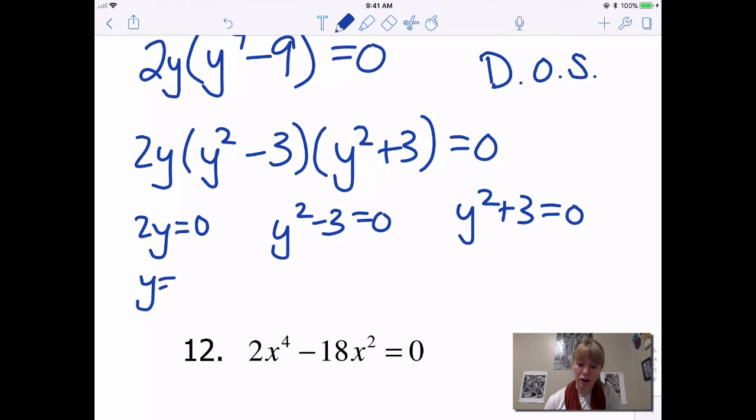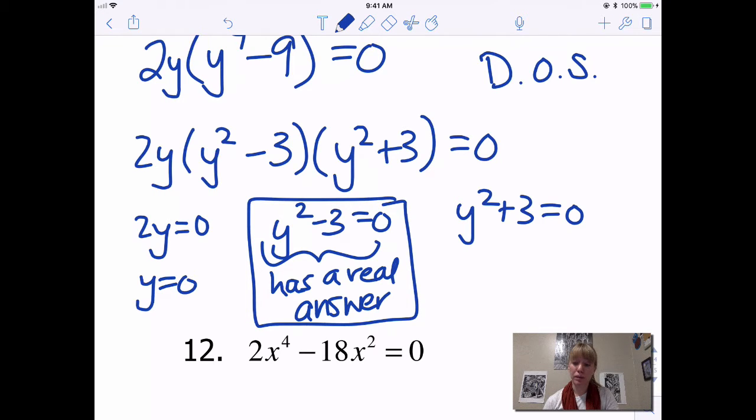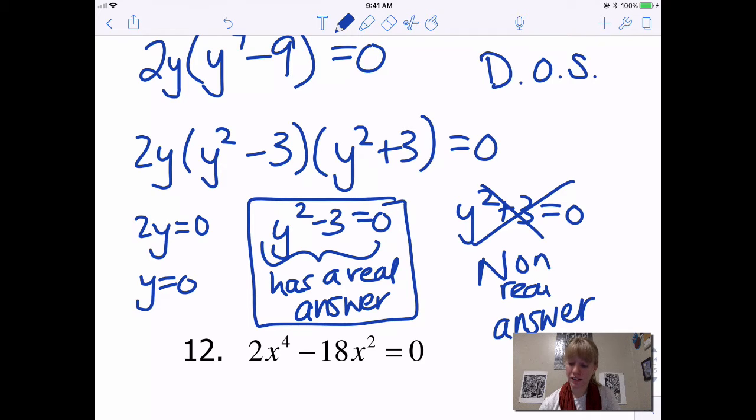2y equals 0 means that y equals 0. Y squared minus 3 equals 0. That is almost a difference of squares, but we can't quite factor this. So this has a real answer, but we're going to learn how to do this next chapter. Okay. Y squared plus 3 equals 0. When it's a plus, those do not have real answers, because of what we just saw in the last problem.